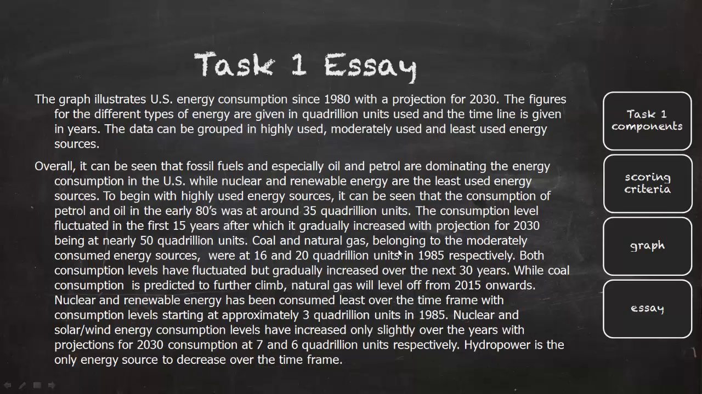Coal and natural gas, belonging to the moderately consumed energy sources, were at 16 and 20 quadrillion units in 1985 respectively. So again, I'm starting here at 1985 and I'm giving specific figures. Both consumption levels have fluctuated but gradually increased over the next 30 years. Gradually increased means that they increase slightly. So not a very steep increase or not a very rapid increase, they gradually increased. Again, these are words that you want to use in a line graph.